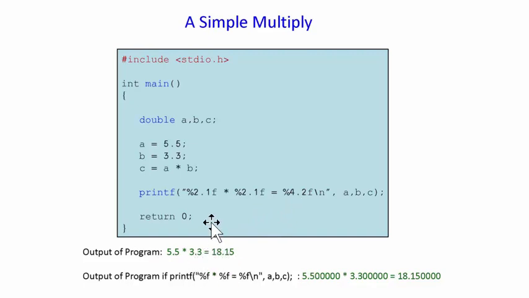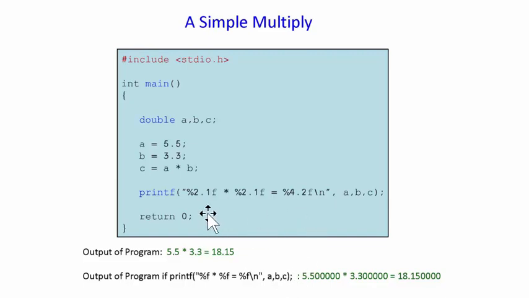And remember that this syntax, 2.1 between the percent and the f, just dictates and limits how you print it. It doesn't change the values of the doubles. It doesn't change those variable values. All it does is change how you print it.